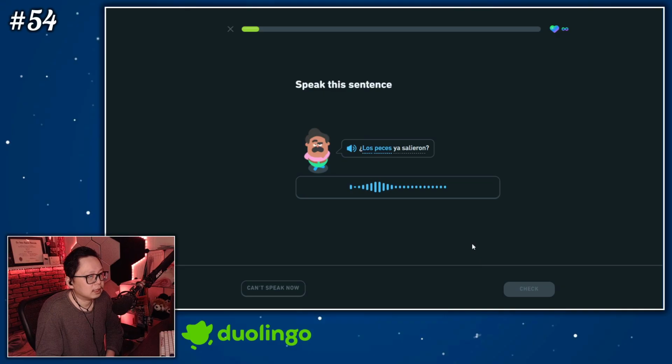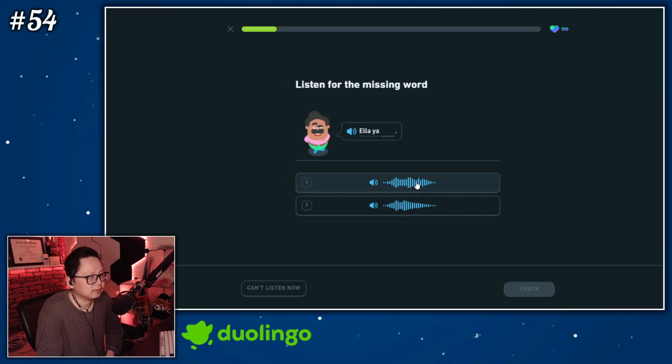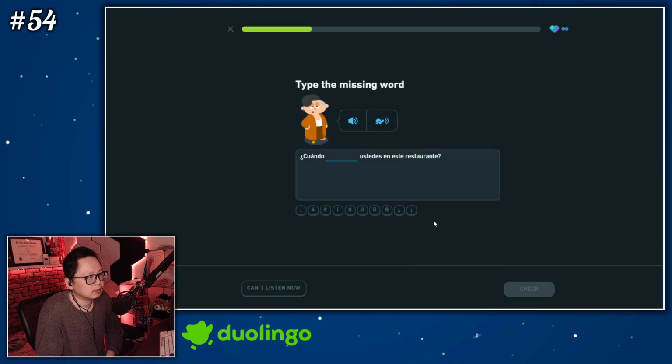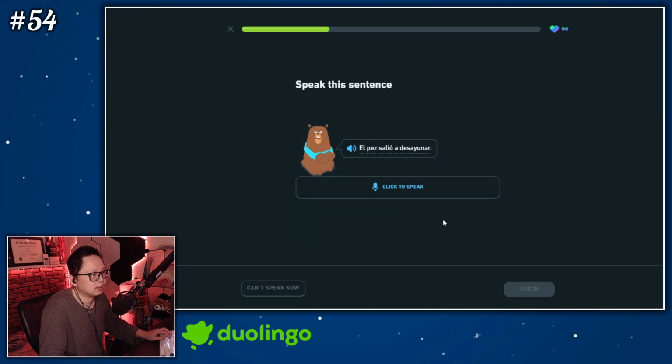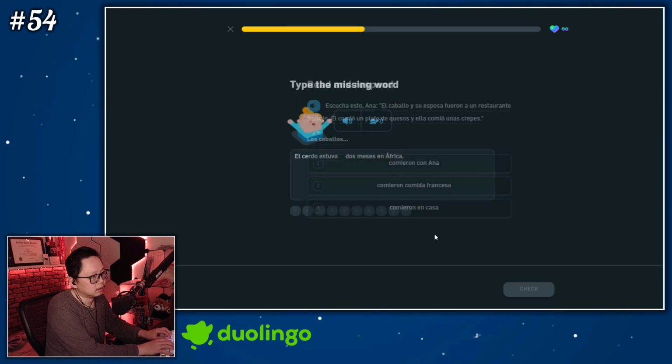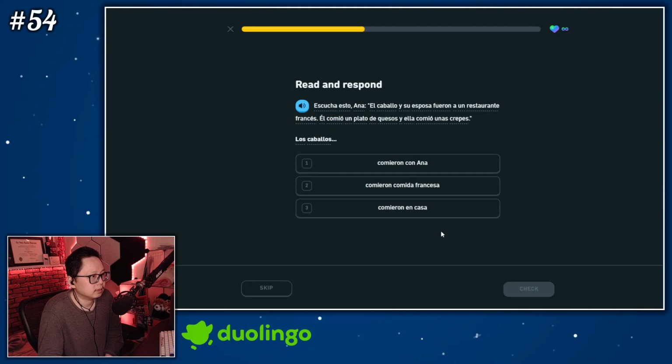Los peces ya salieron. Ella ya salió. ¿Ustedes ya comieron? ¿Cuándo comieron ustedes en este restaurante? El pez salió a desayunar. El cerdo estuvo 2 meses en África. Escucha esto, Ana, el caballo y su esposa fueron a un restaurante francés. Él comió un plato de quesos y ella comió unas crepes.